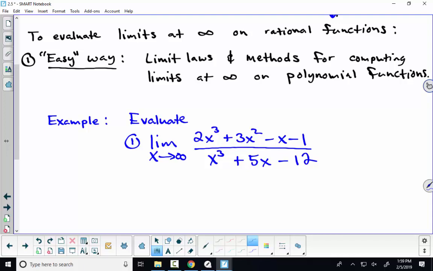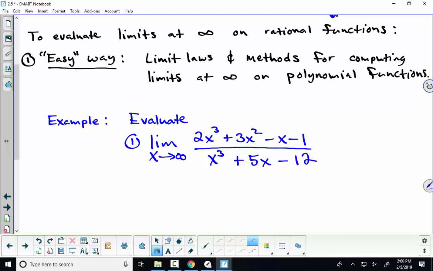There's no difference between just saying limit as x approaches infinity versus the limit of f of x as x approaches infinity. It's the same thing. In this case, f of x would just take the place of all of this: the limit as x approaches infinity of f of x.